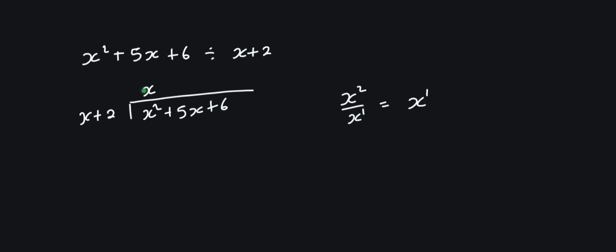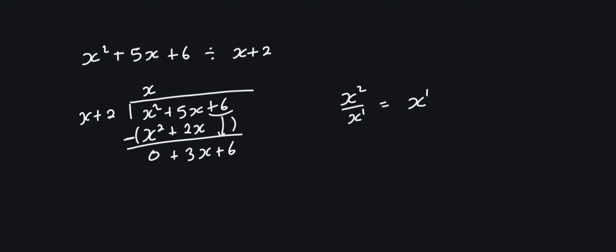And then we're going to multiply x by everything here. Here you get x times x is x squared. You're supposed to get the same thing here. And then x times 2 will be plus 2x. Now, here we're going to subtract. So what do we get? x squared minus x squared, we get 0. 5x minus 2x would be 3x. So that's plus 3x. And then we just drop the 6 to the next level.